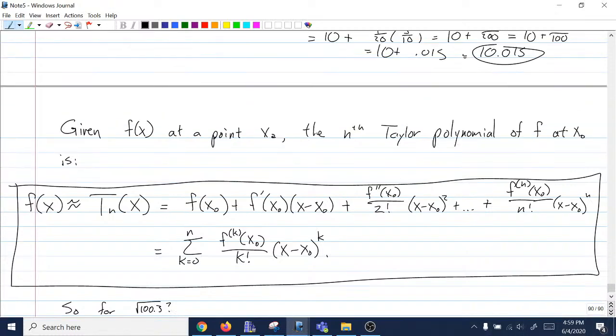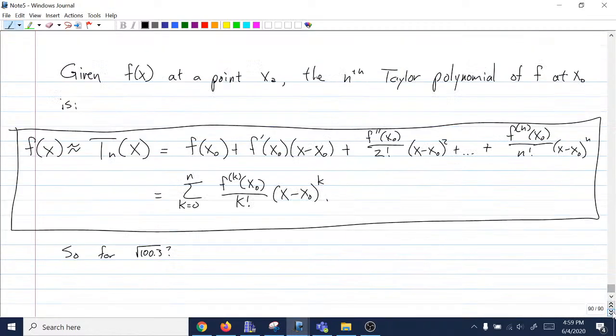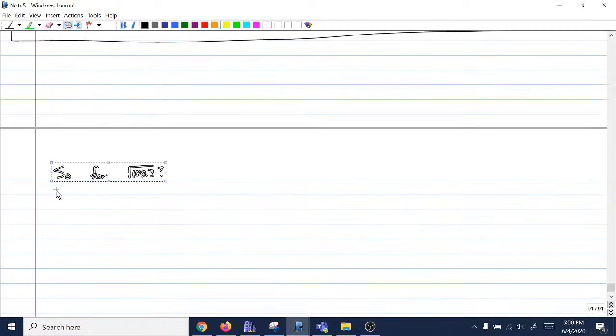Like, we used Cal 1 to get an estimate of square root of 100.3 that was accurate out to 3 decimal places. Presumably, if I grab a couple more, we can get a really good estimate, right? Now we can grab as many as you want. Can I get infinitely many digits out of this? What would that even mean? I guess it would mean the series converges to the correct thing.